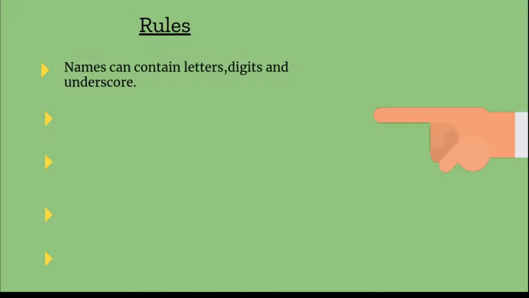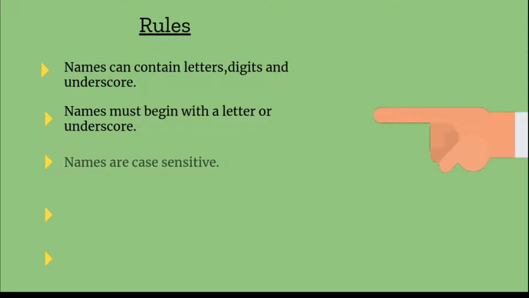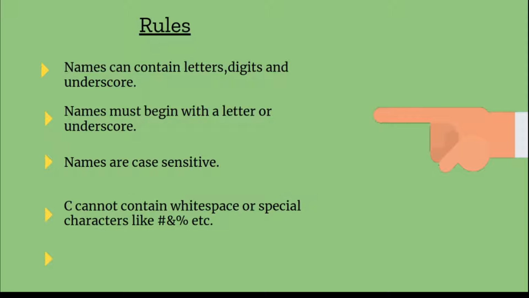The variable name can only contain letters, digits and underscore. The variable must begin with a letter or an underscore, but not with a number. Names are case sensitive, which means small x and capital X are different variables. Names cannot contain white space or special characters like hashtag, ampersand or modulus. C++ reserved keywords like cout, cin, int, float, etc. cannot be used as a name.